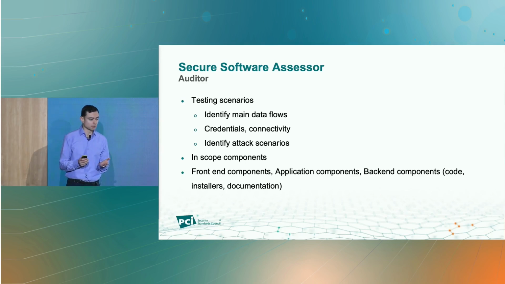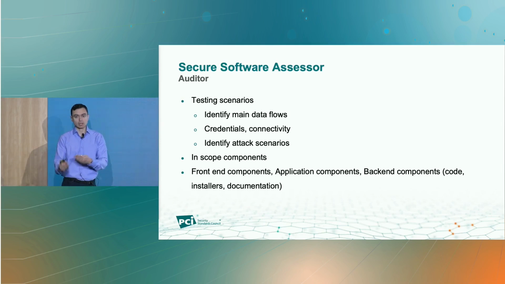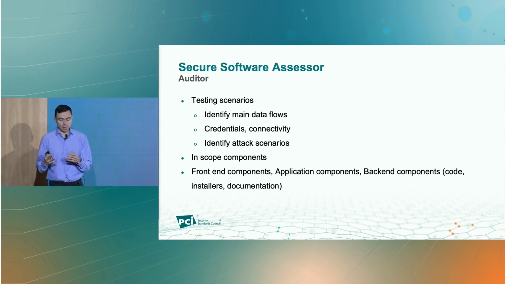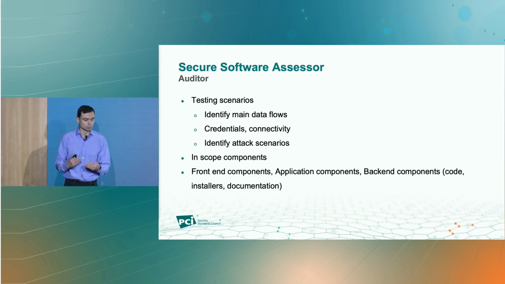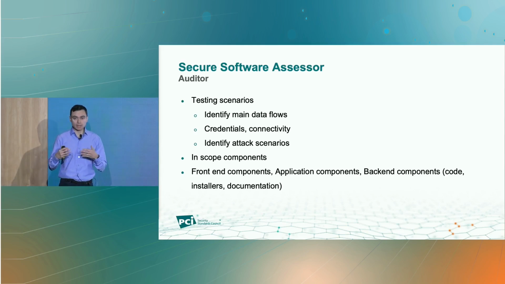Also, it's important to identify what connectivity needs to be set in order to access the application, which credentials are required, which API keys eventually, or which user password and multi-factor authentication need to be provided in order to be able to interact with the software. Also identify which attack vectors can be executed and make sure that these attack vectors can actually be implemented in the execution environment. Those are considerations for the auditor.